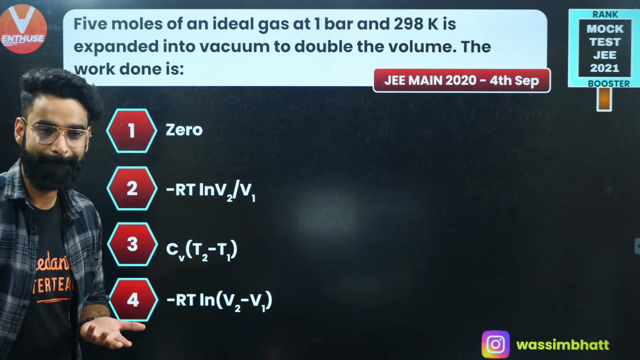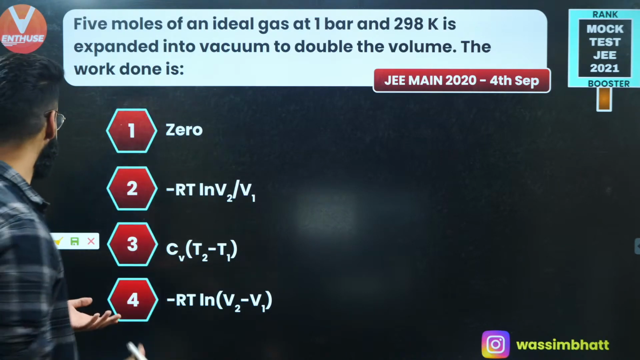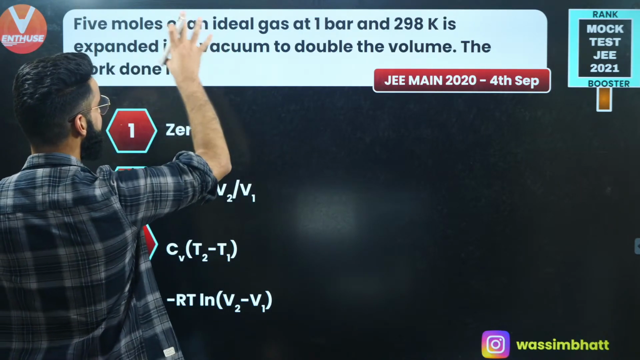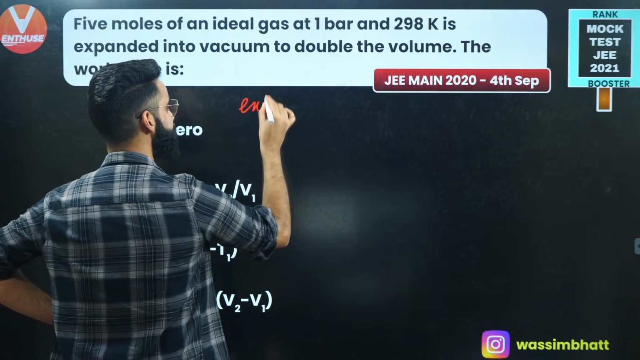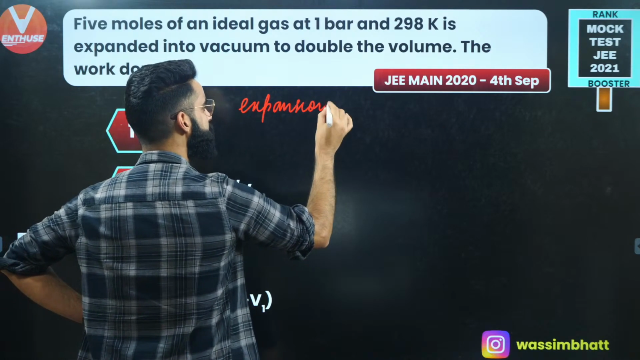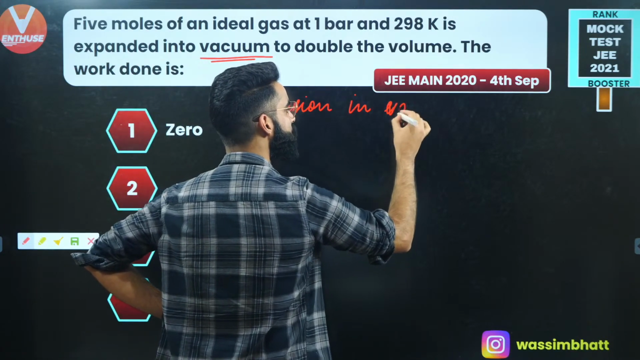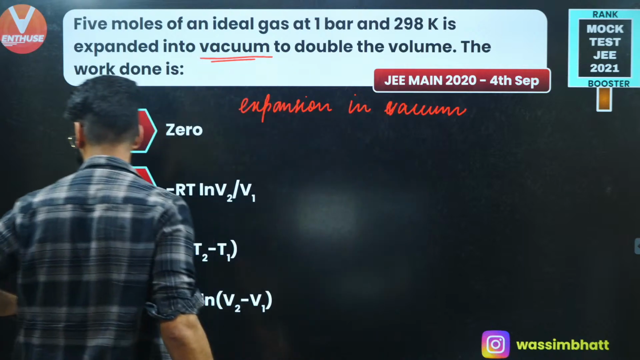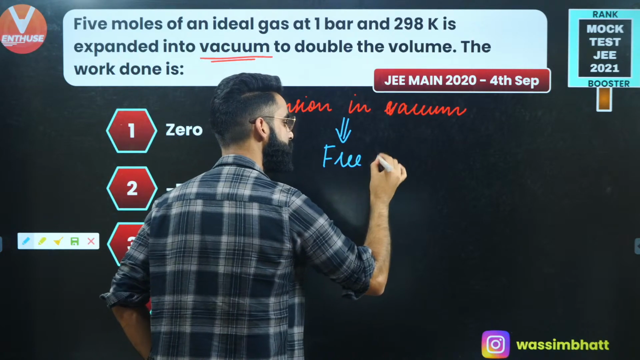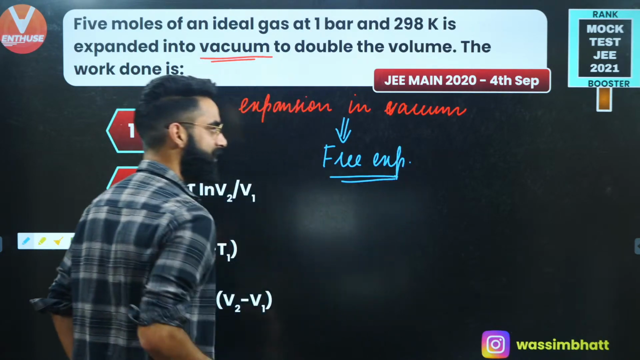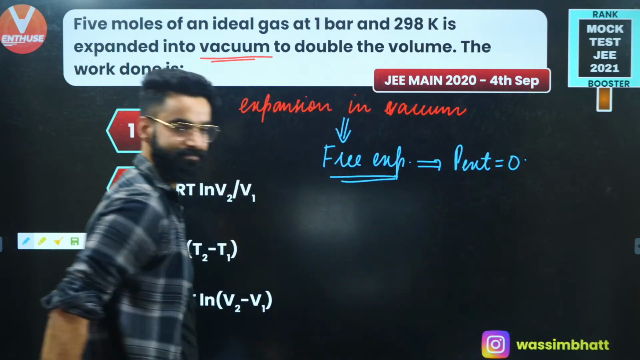Still you're saying option B. Guys, let me tell you, first of all, what's given in the question? We have got 5 moles of an ideal gas at 1 bar and 298 Kelvin being expanded. So the expansion of ideal gas is taking place in vacuum. And if you remember, expansion of the ideal gas in vacuum is something which we call as free expansion. In case of free expansion, the external pressure is always 0.